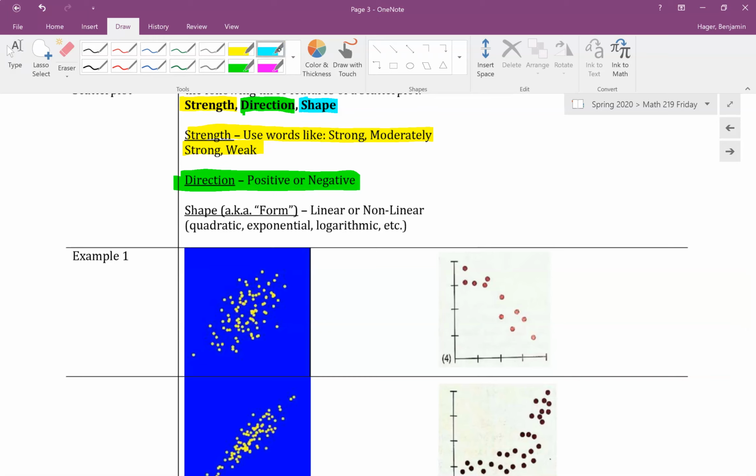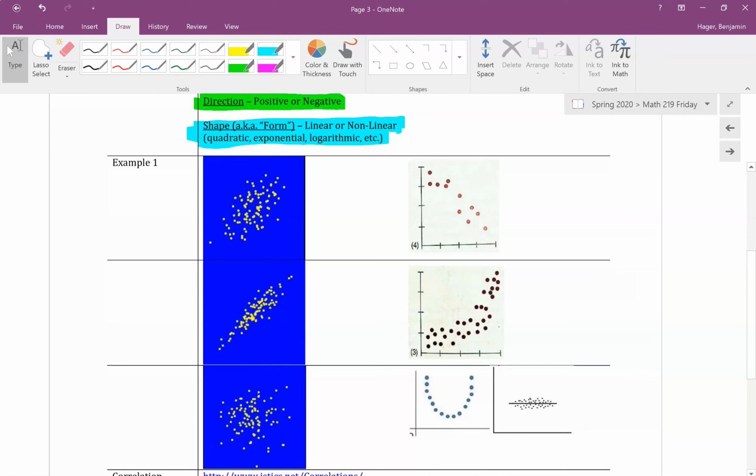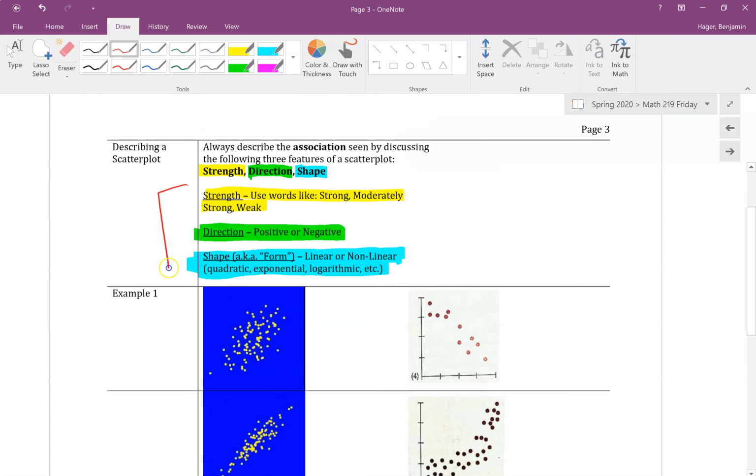And then the shape. All the scatter plots I've drawn so far have looked like a line, but they don't have to look like a line. So the shape would be either linear or nonlinear. If it's nonlinear, maybe you recognize the shape and say it looks quadratic or exponential. If you know what the shape looks like from a previous math class, it would be better to be more specific. What they've done now is provide 6 or 7 scatter plots, and they want us to use these descriptors to describe the scenario.